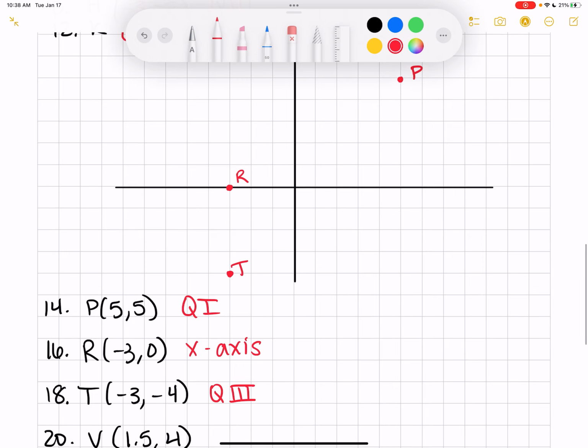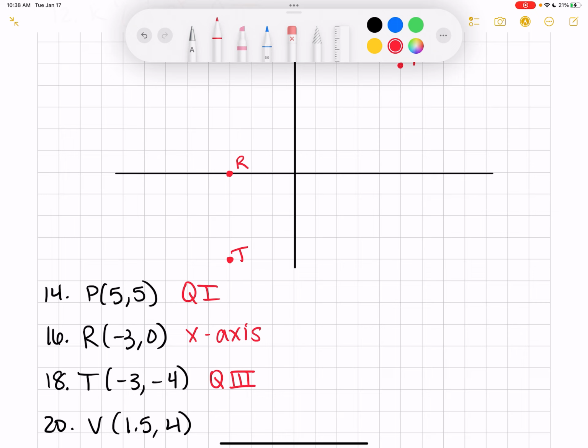All right, and this last one's a little bit weird, but the point 1.5 and 4, where would that fall? Quadrant 1. Yep, quadrant 1. And then where would this point go? Describe how I would get it. Right 1.5, and then up 4. Yeah, so we just go halfway between, and then we go up 1, 2, 3, 4.